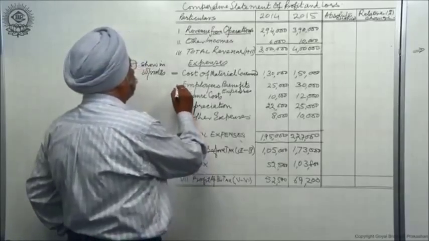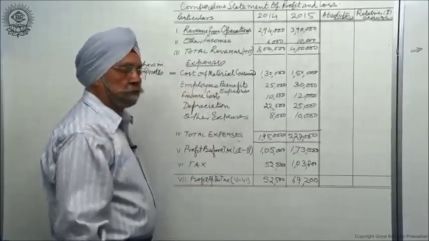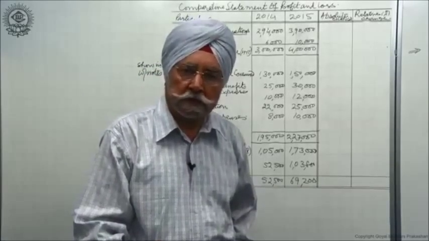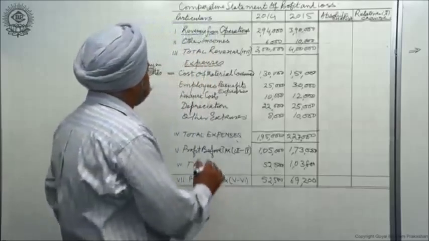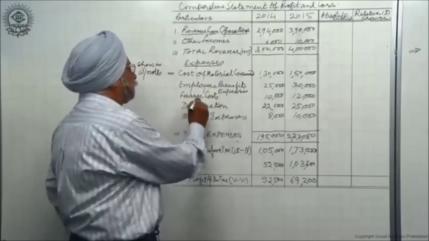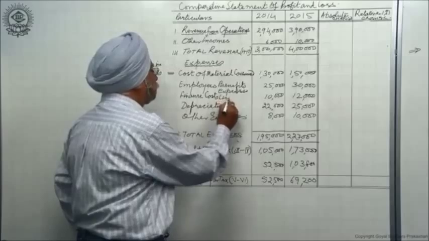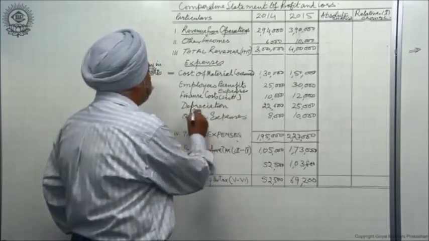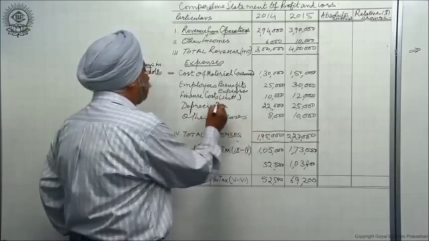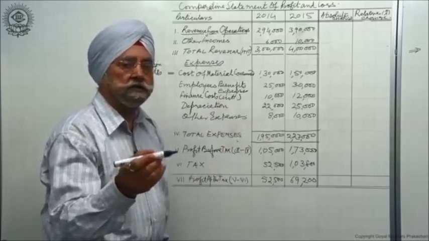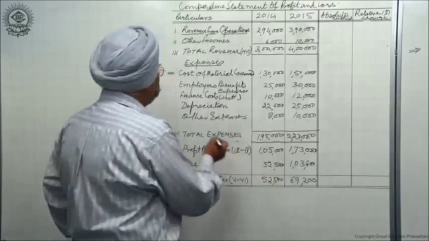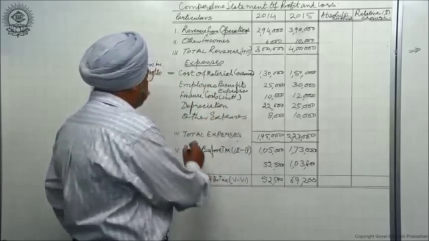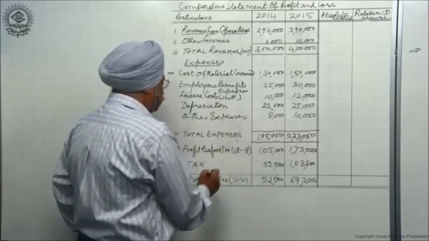Now, employee benefit expenses are the salaries and wages of the workers or employees who are working here. Financial costs include interest, etc. Depreciation is the fall in the value of the machinery through continuous use, wear and tear. And other expenses which do not come elsewhere are included there. This is the total expenses.